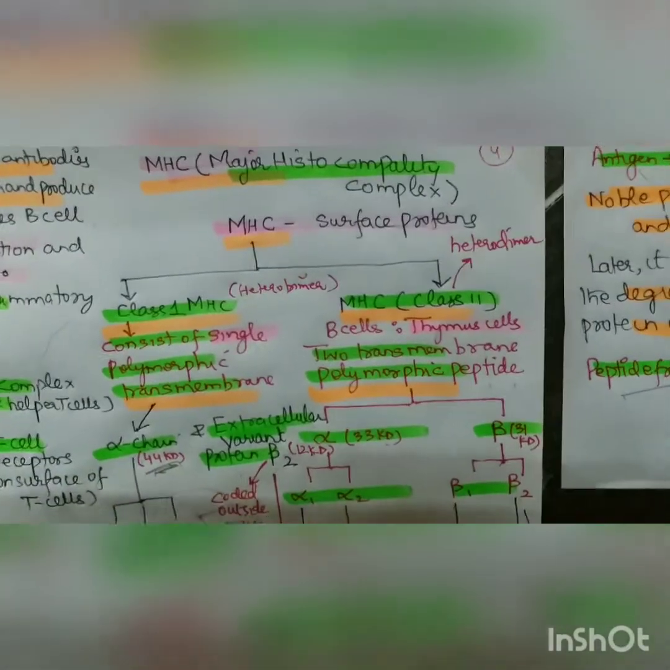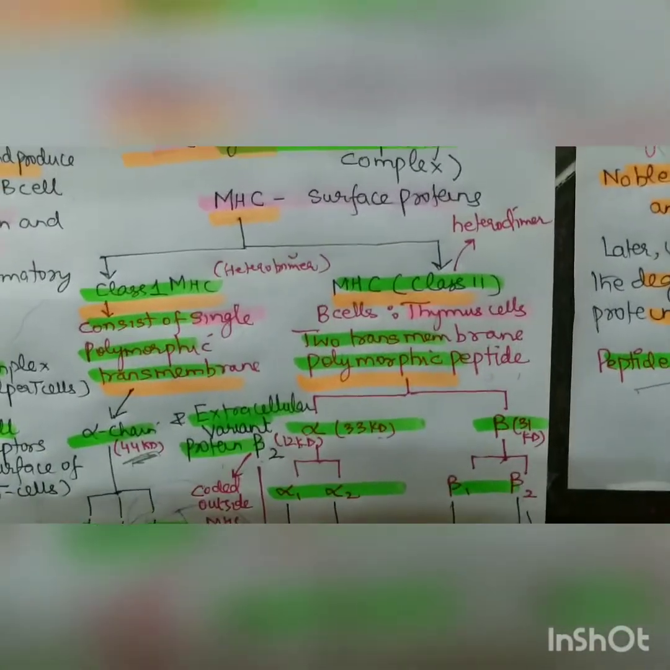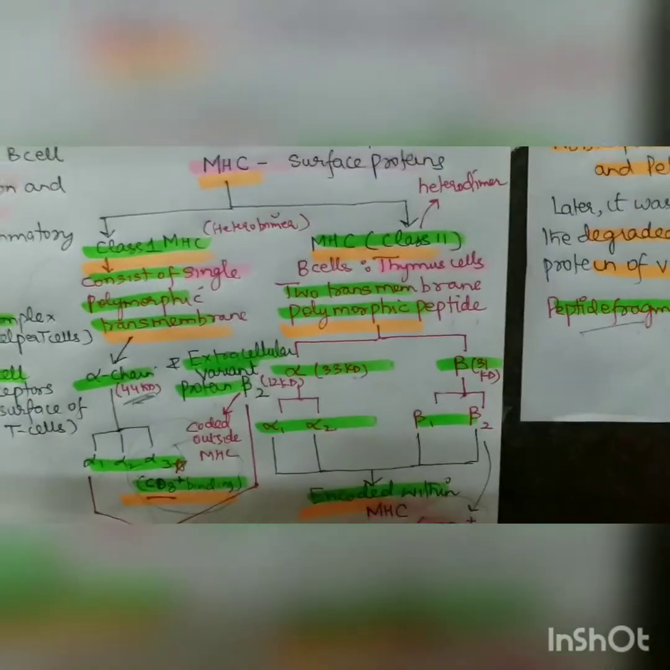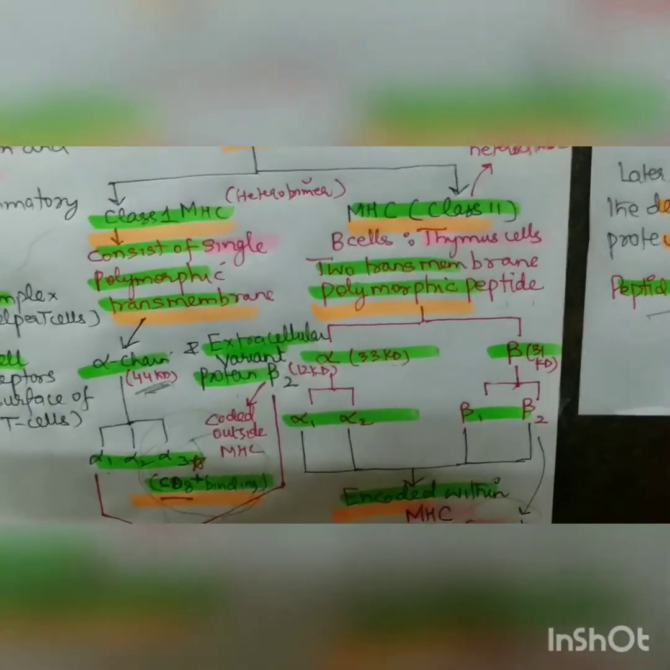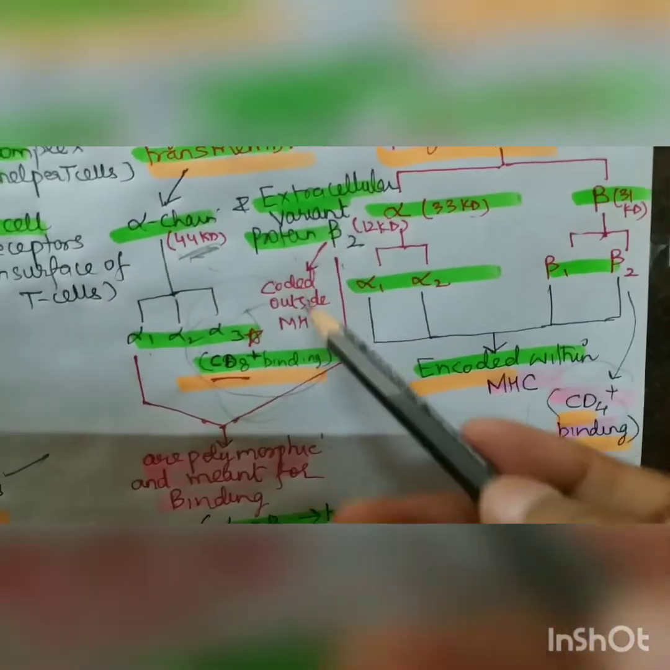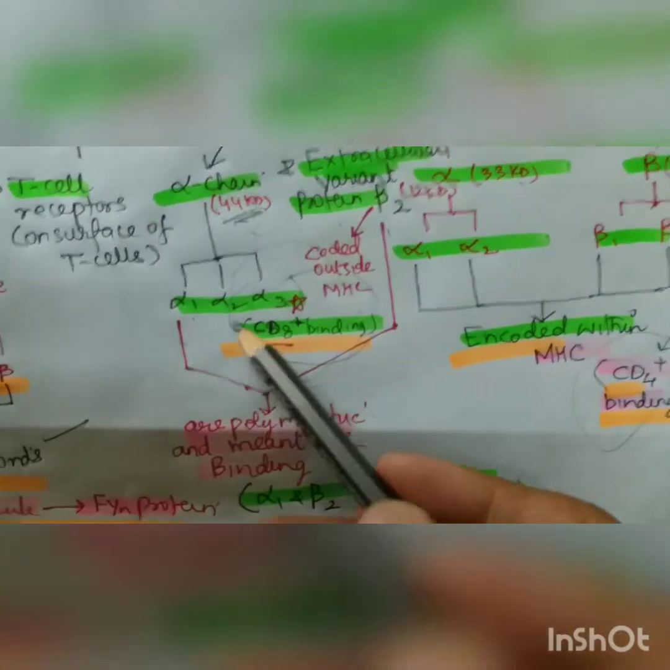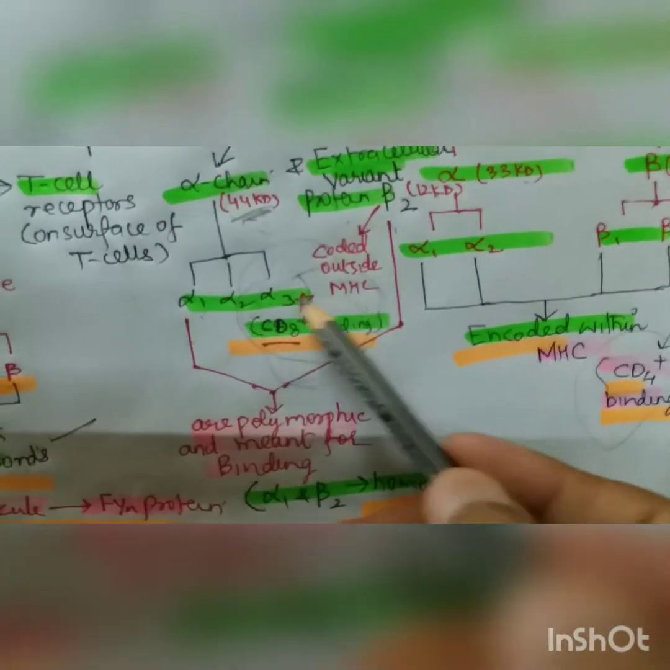And then I told you about the MHCs, there are 2 classes. First is class 1, which consists of a single polymorphic transmembrane chain. This question will come. Whereas MHC2 has 2 polymorphic chains. MHC1 is made up of alpha, which is 44 kD, and extracellular beta 2, which is coded outside the MHC. Alpha is divided into alpha 1, 2, 3, and it is alpha 3 where the CD8 binding site is.